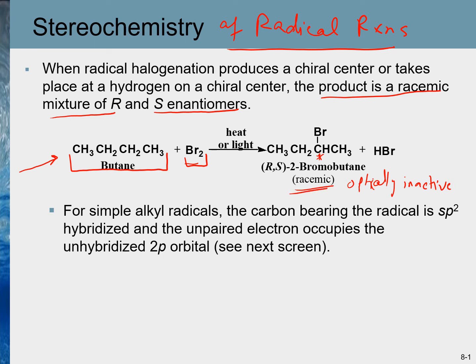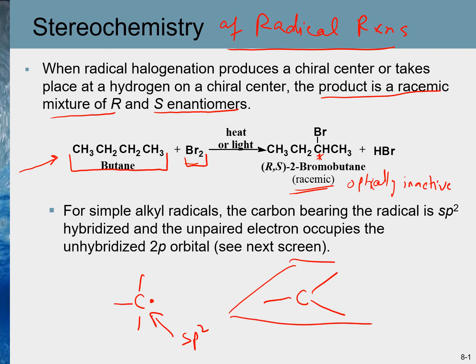For simple alkyl radicals, the carbon which bears the radical is sp2 hybridized. For example, this carbon is sp2 hybridized, and we know that sp2 hybridization has a trigonal planar structure where the three bonds are in the same plane, and it has an unhybridized p orbital, which is above and below the plane. The unpaired electron or the radical resides in this p orbital.